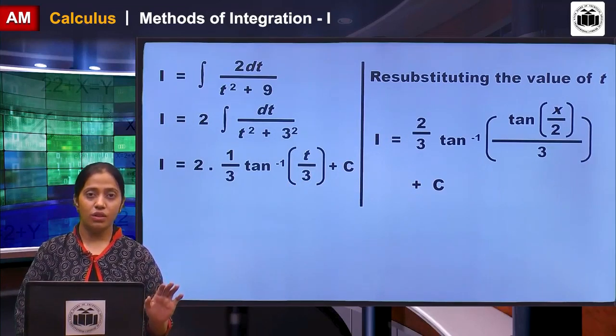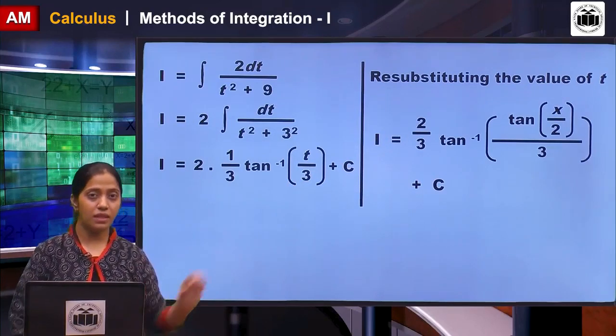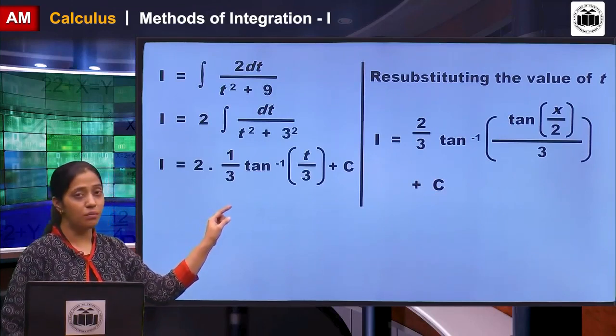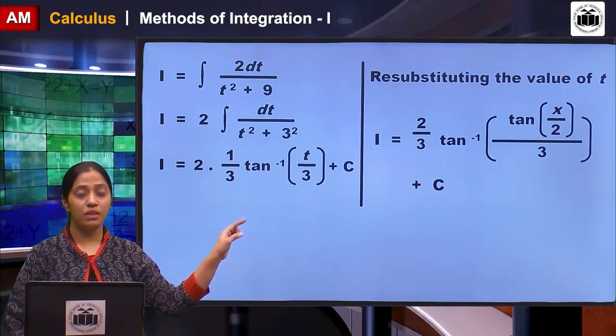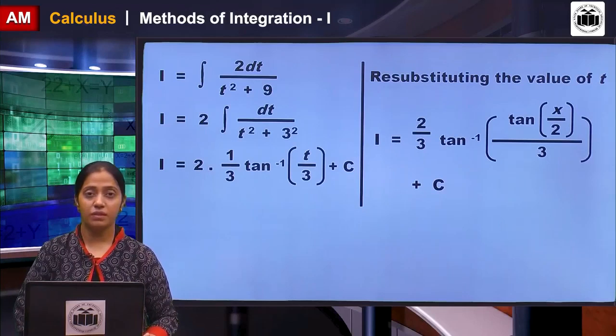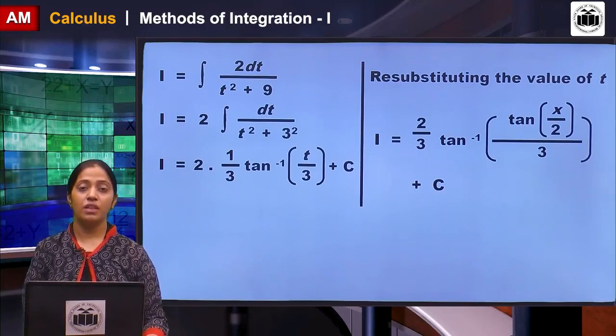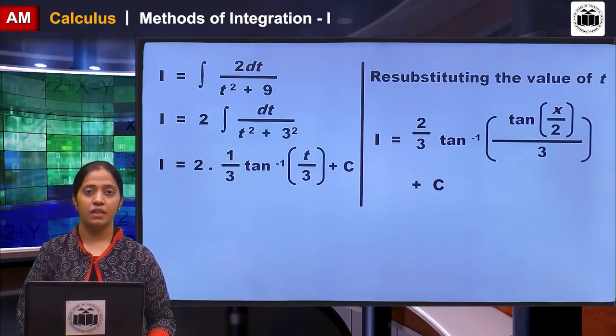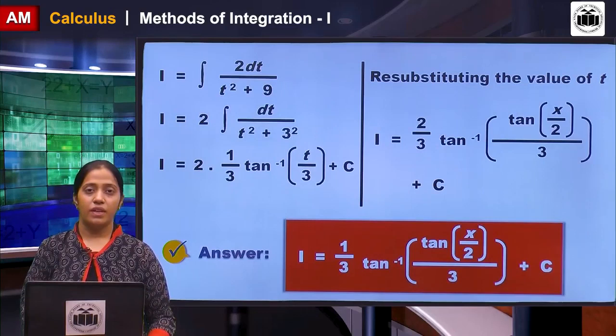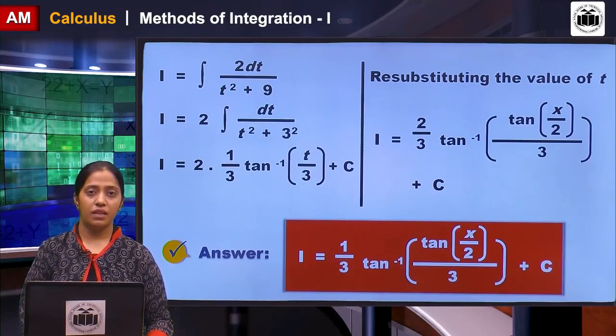So is this clear to all of you? Here the students can make a mistake. They directly multiply that 2 with 3, but this will not happen. These two are totally different terms. They are treated very differently from each other. And then write down the constant of integration, that is plus c. This is the final answer: 1 upon 3 tan inverse tan x by 2 upon 3 plus c.